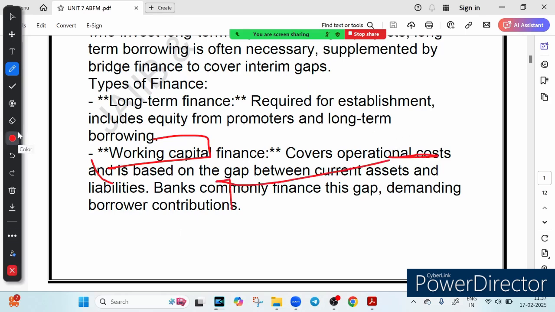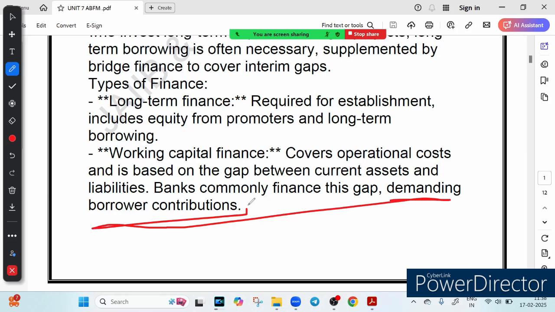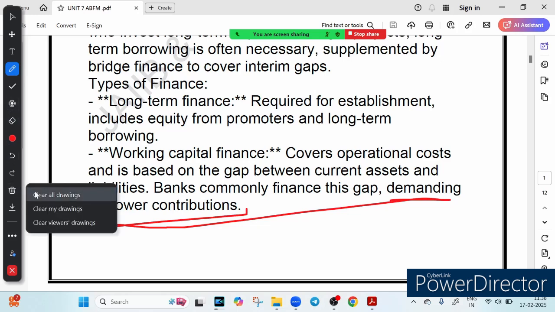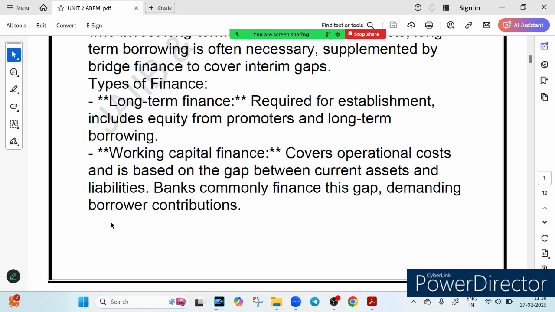So how is it decided? This is basically the gap between assets and liabilities, which is funded by the bank, right? So the bank helps the business manage this by funding the gap between assets and liabilities, but they don't give it free, they demand borrower contribution. That is the key point, that the business has to contribute its share also. While giving working capital finance, the bank doesn't give everything free, right? They also want borrower contribution.